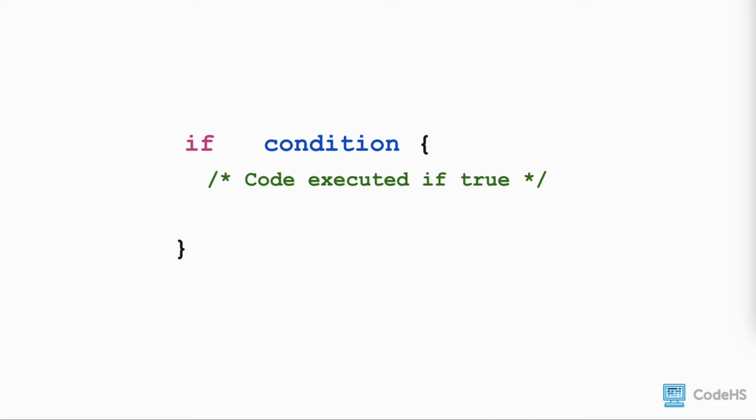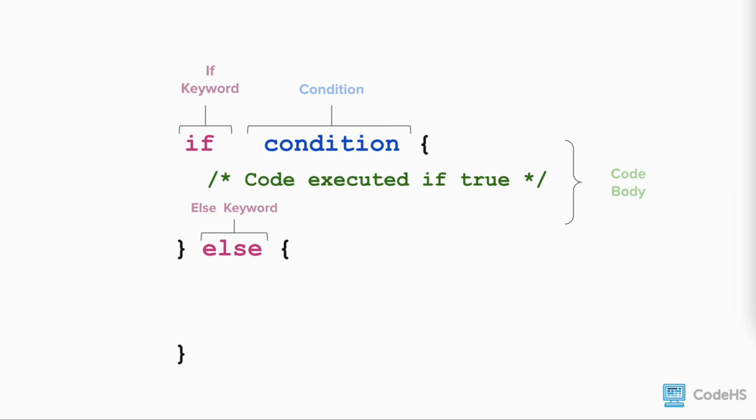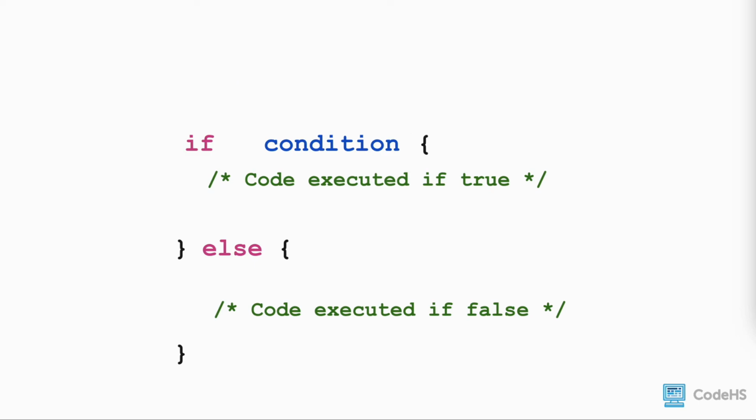To write an if statement, we write the if keyword, the condition, followed by curly braces, and the code body, which is the code that is executed if the condition is true. To add code to be executed when the condition is false, we need to include an else statement. To write an else statement, we write the else keyword, curly braces, and another code body. This code body is executed when the condition is false.